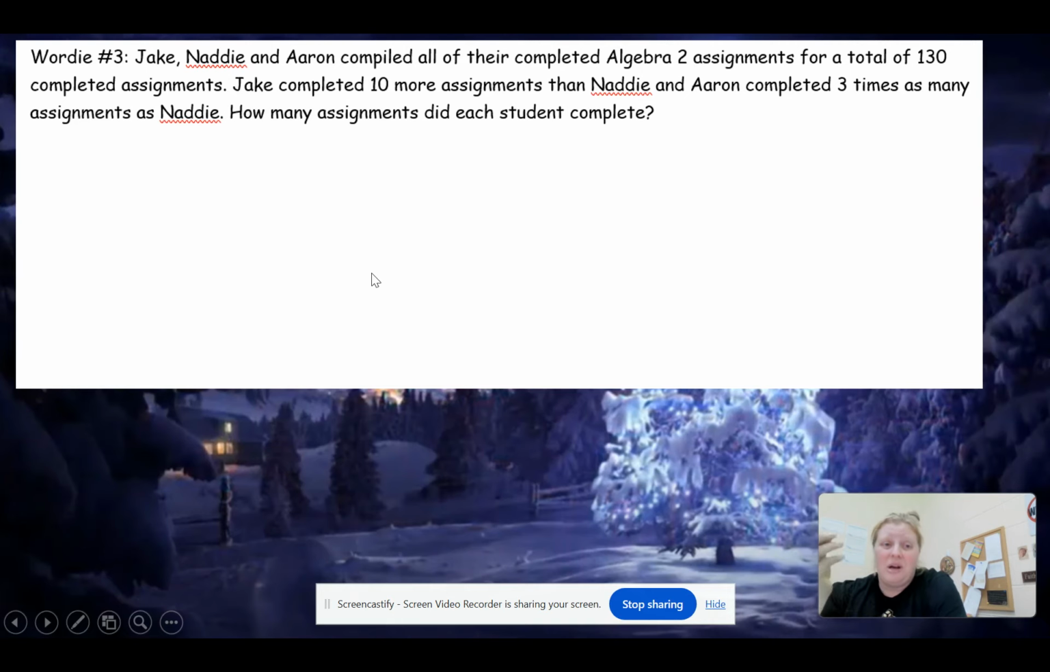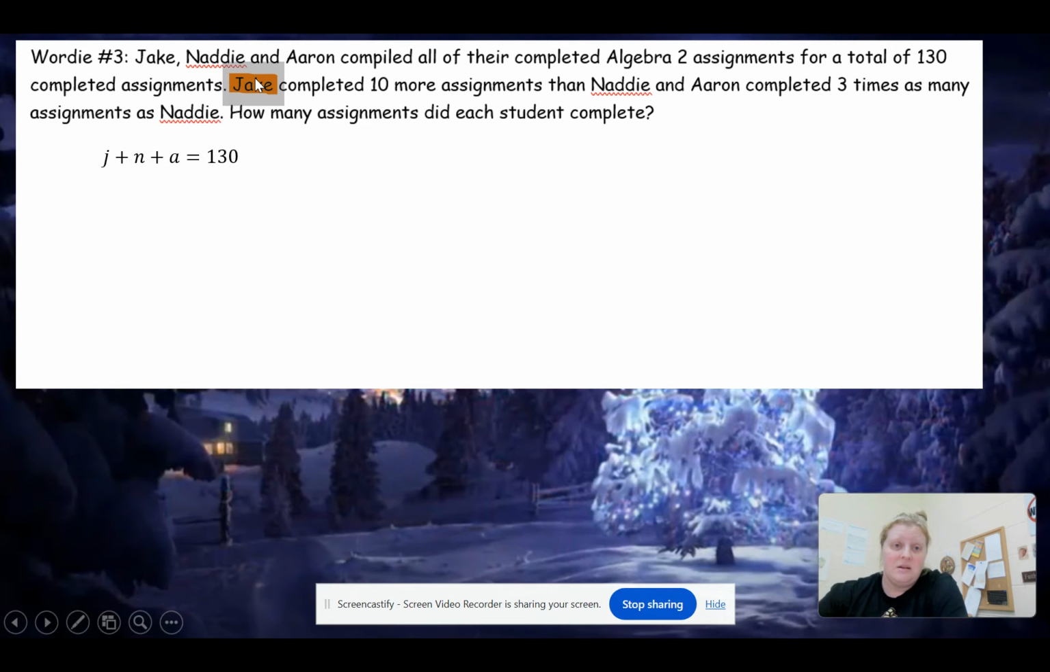Now, I don't know how many each kid completed, I just know that when I add them together, it's 130. So we'll use a J for Jake's assignments, N for Natty's, and A for Aaron. Add them up, and it's going to equal 130. Then you notice you have one equation, and you need 3 of them.